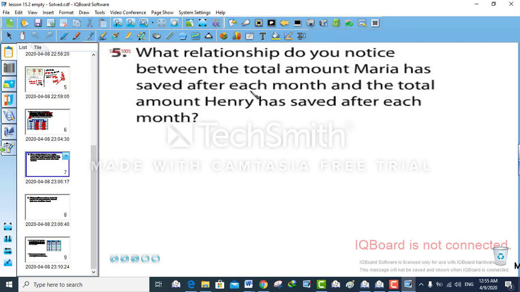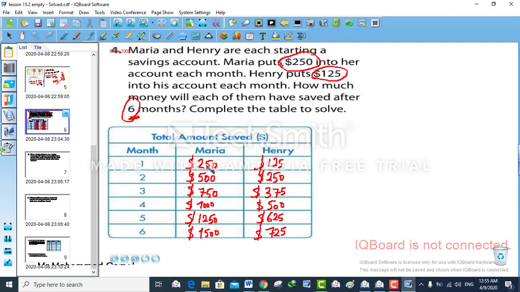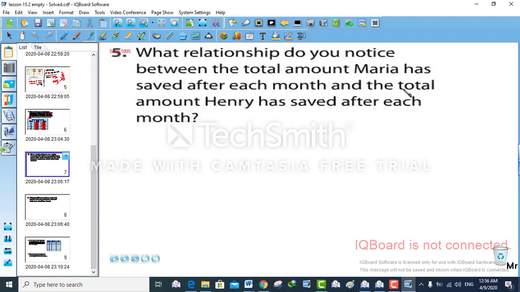Now here we have a question: what relationship do you notice between the total amount Maria has saved after each month and the total amount Henry has saved after each month? What can you see? What can you deduce here? 250, 125, 500, 250, 750, 375, 1,500, 1,250, 625.